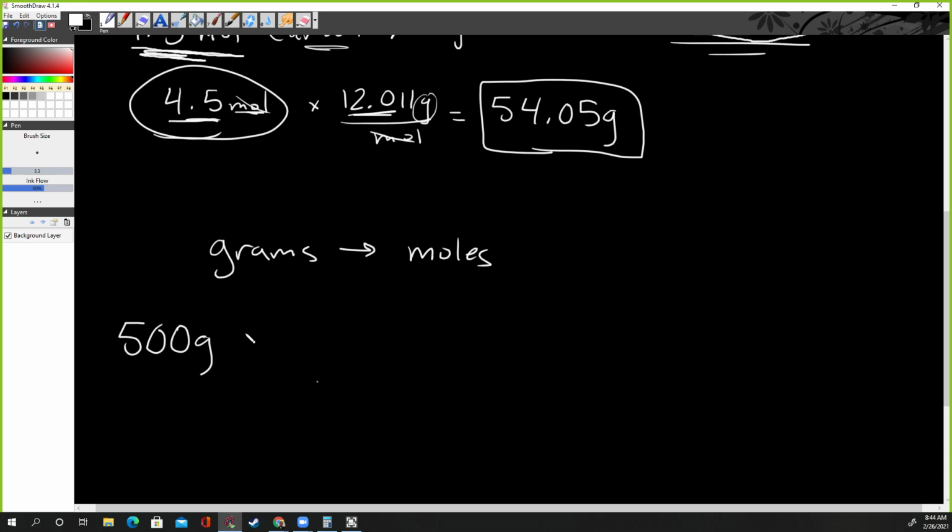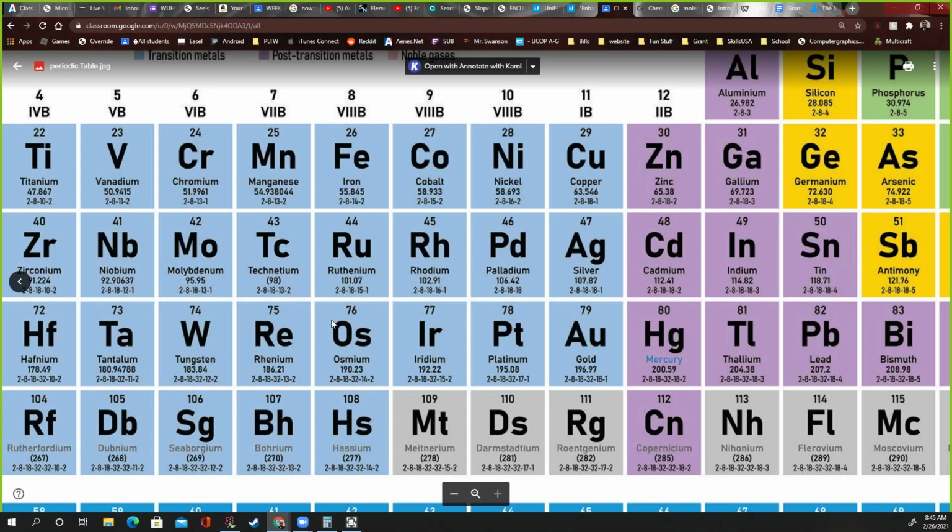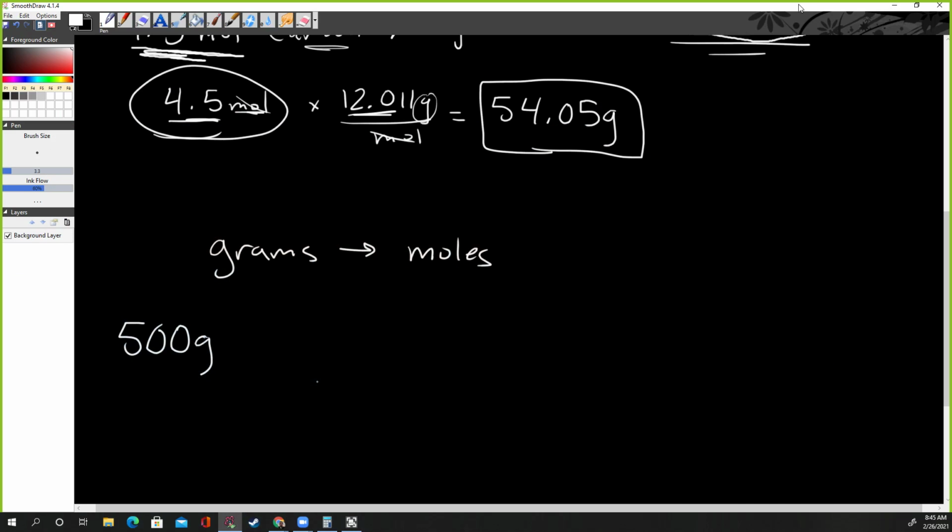Then I'm going to put platinum. What is the abbreviation for platinum, by the way? I didn't even look at what it was. Let's see, so I don't have to write the whole word out. It's just PT. Okay, so PT. If I give you this many grams of PT, how many moles would that be?